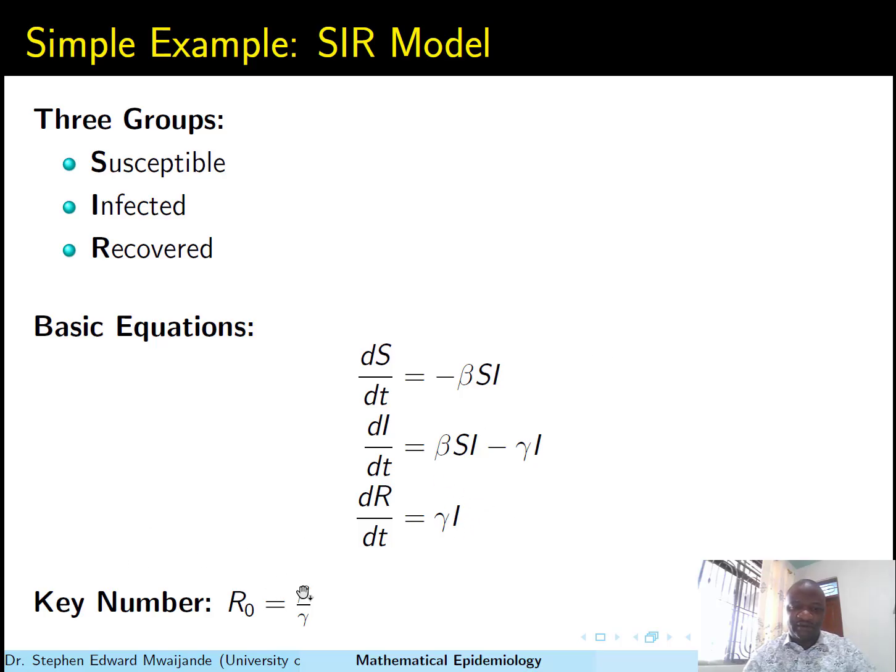We have the fundamental threshold quantity, what we call R naught. This measures the average number of secondary infections caused when a single infected individual is introduced into a population which is fully susceptible. For this model, it is given by beta over gamma. Later on, we are going to discuss how to derive the parameters.